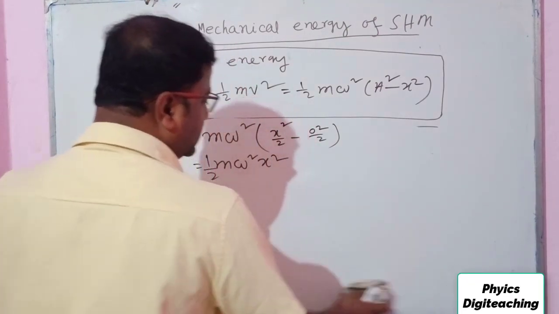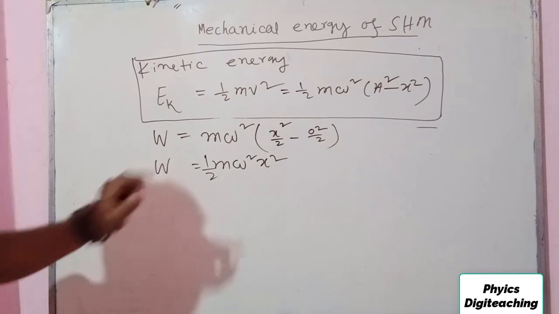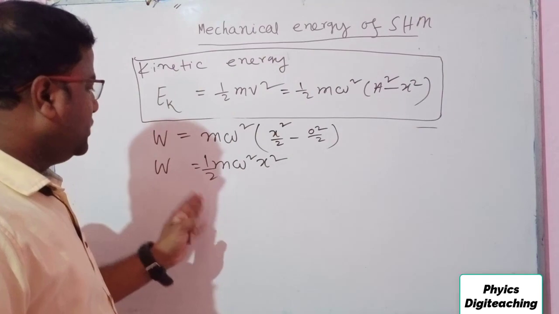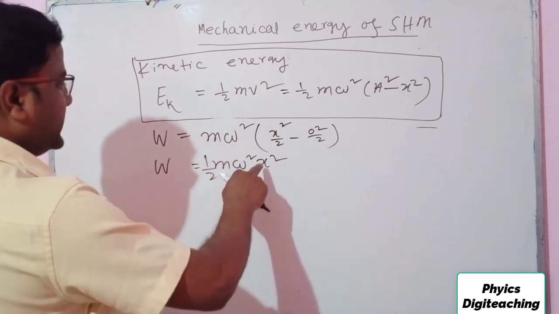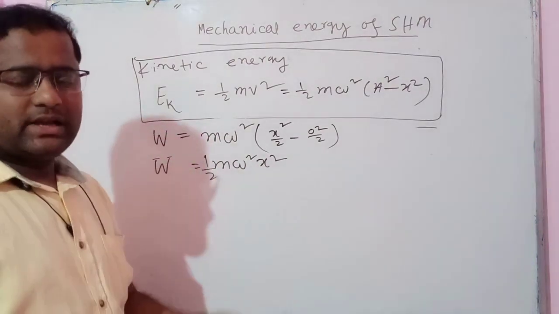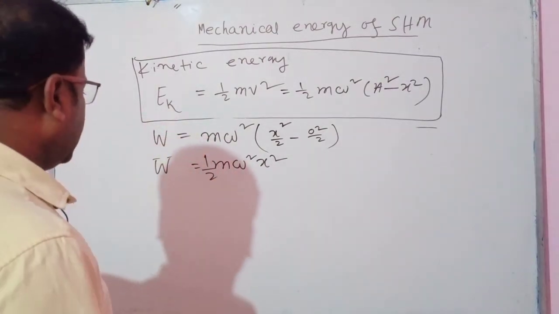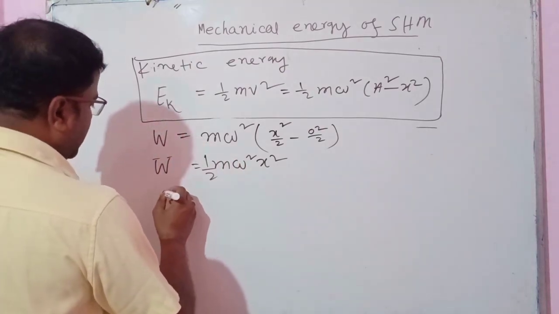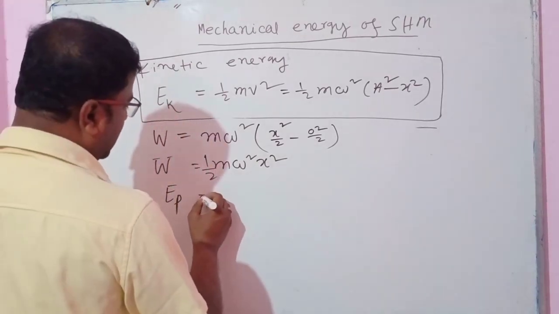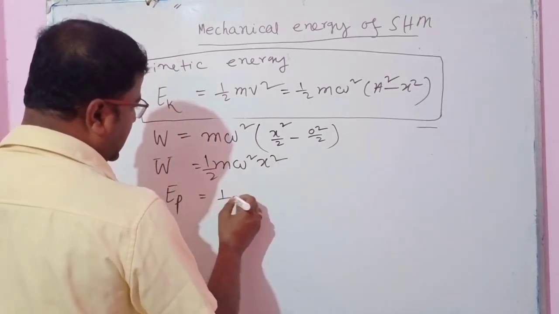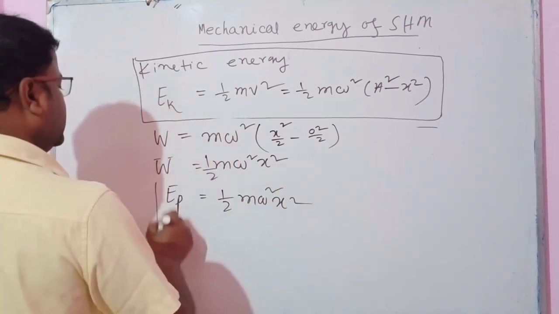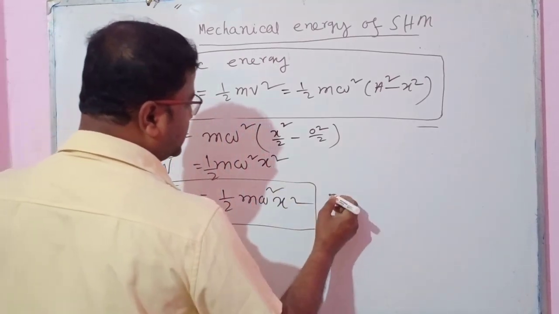What is this? This is the work done to displace the particle from the position of equilibrium to another position at a distance x. We know this work done is stored as the potential energy within the particle, and therefore we can write the potential energy EP equal to half m omega square x square. This is our potential energy.